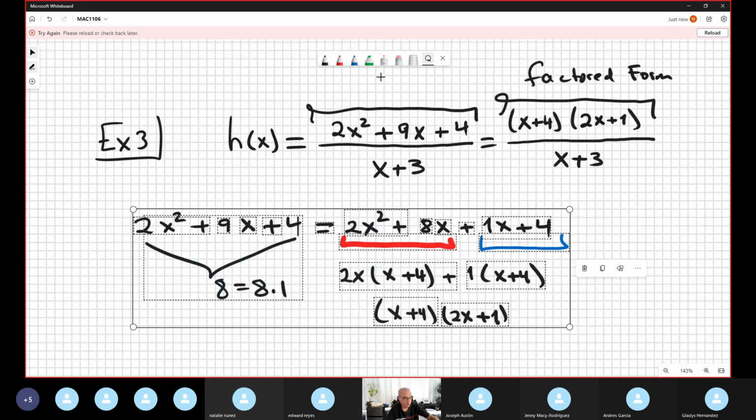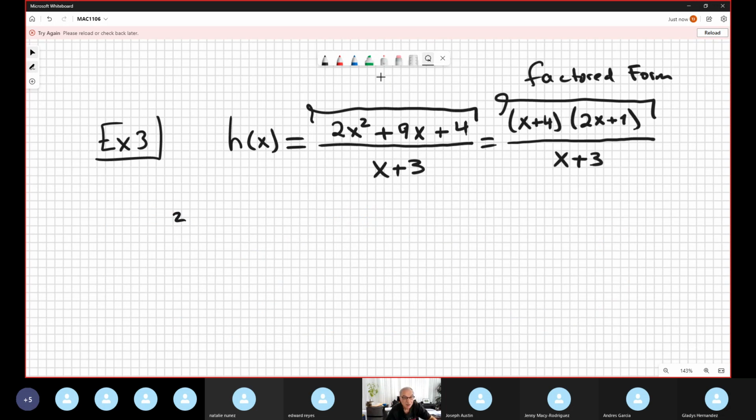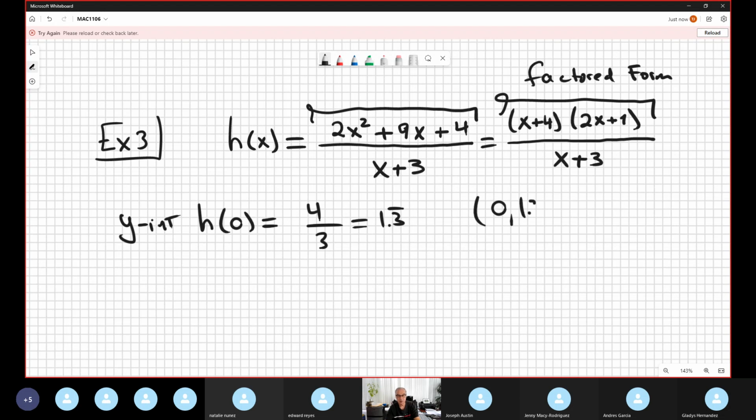The y-intercept is on the function h, you plug in 0. The formula is h of 0. When you plug in 0, that part disappears, and only the 4 and 3 stay alive. So the famous y-intercept is at the point 0, 1.3 repeating.